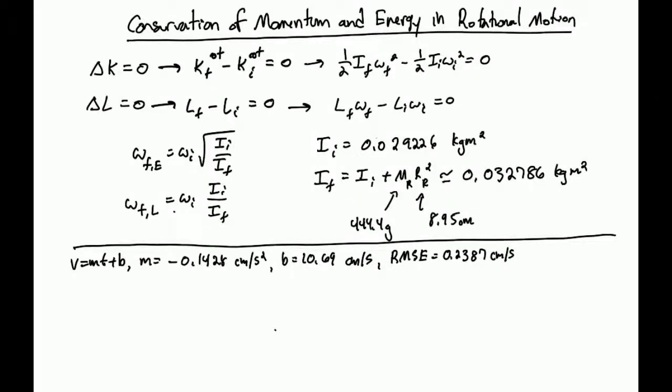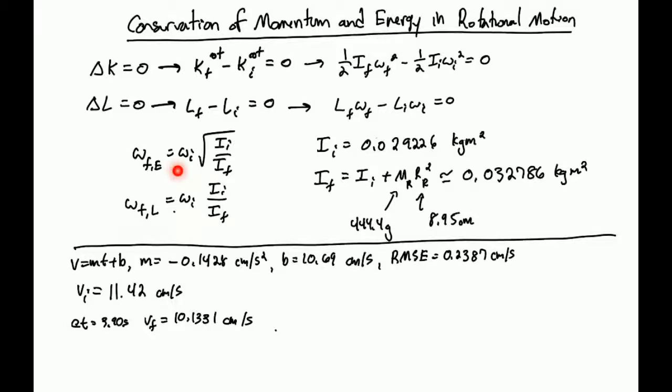Okay, so now I've done the experiment. What I got for the slope of that line afterwards was negative 0.1428, that right there. Here's the intercept. I also had the root mean squared error on that. My initial velocity before the collision was 11.42. For my final velocity, I'm going to plug in a time of 3.9 seconds into the slope equation here. My answer is 10.13, and you can think of the root mean squared error as the error on this value.